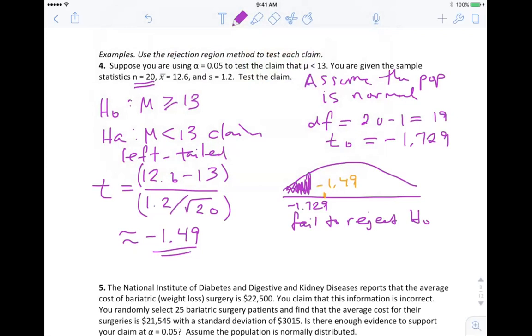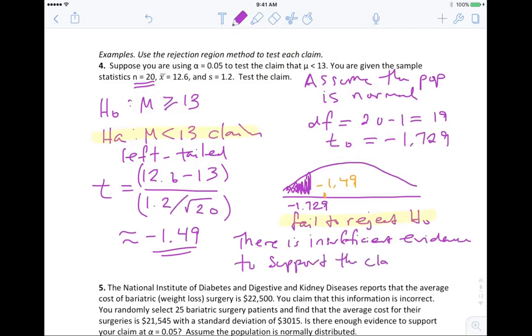Next, we're going to put it all together for a conclusion. So what did we do? We failed to reject H sub 0, and the claim is H sub A. Anytime those two are linked together like that, the final sentence is, there is insufficient or not enough evidence to support the claim. And those are the same conclusions we did in 7.2. That conclusion table works for these as well.